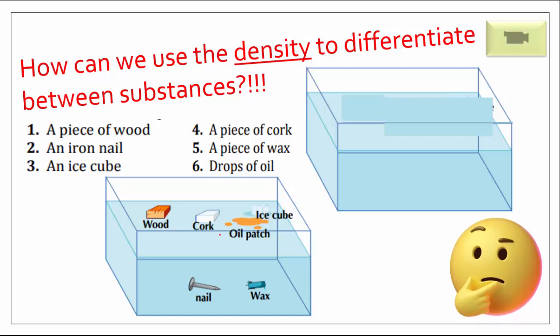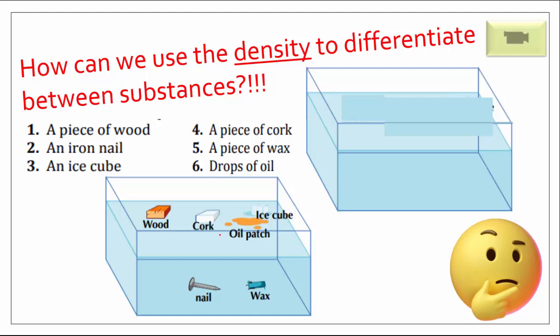And it happened here. The wood, the cork, the oil, and the ice cube have less density than water. They have less mass per unit volume, so the water can carry them and keep them on its surface. But the nail and wax have larger density than the water. They have more mass per unit volume than water, so the water cannot keep them on its surface. They go down quickly and stay on the bottom of the water.